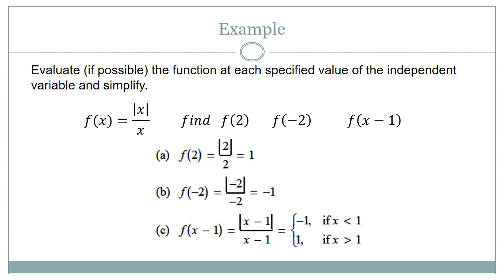The numerator, because it's an absolute value, will always be positive. So the only thing that's going to make this negative is the denominator. So if your x is less than 1, which would make the denominator negative, then your answer is going to be negative 1. But if your x is greater than 1, that means that your denominator will be positive and the answer will be positive 1.